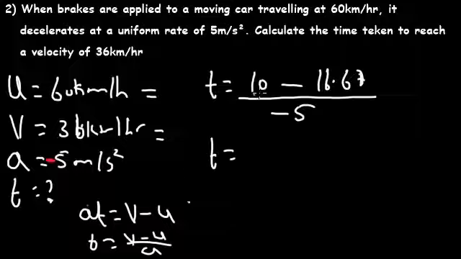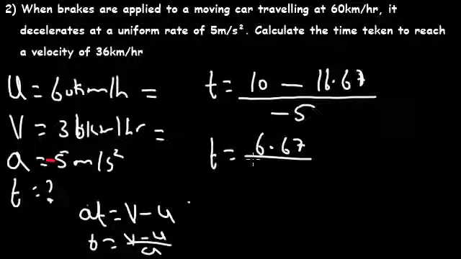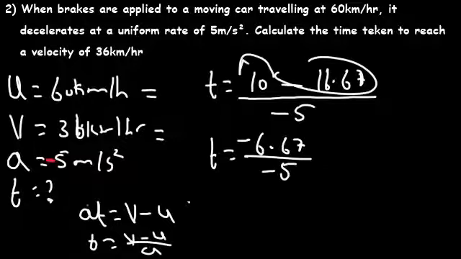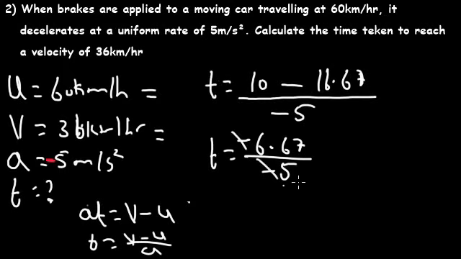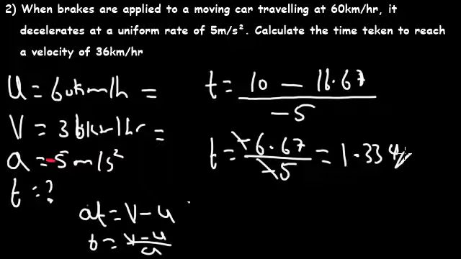So t equals 10 minus 16.67 gives us 6.67 divided by negative 5. This will be negative as well because this is higher than this one. Okay, perfect. Now the negative cancels out. Then we have 6.67 divided by 5. So the time is 1.334 seconds. So as you can clearly see, this absolutely makes sense.